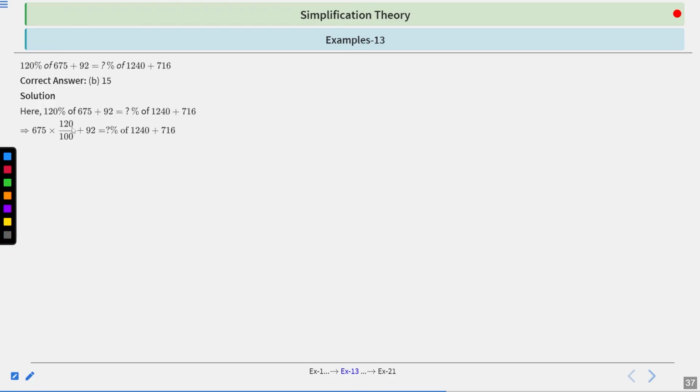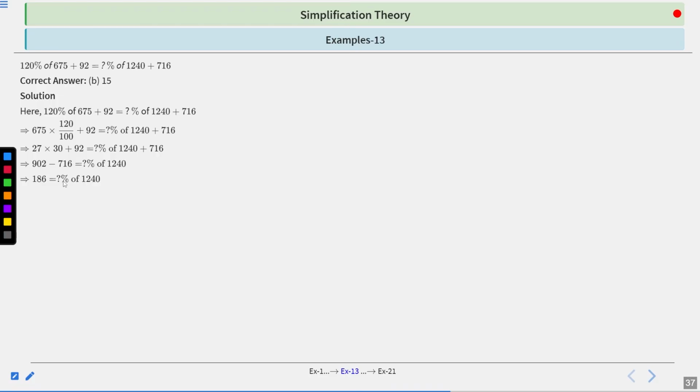So 675 multiplying by 120 upon 100 we can write it plus 92 equals to question mark percent of 1240 plus 716. So 27 into 30 plus 92 becomes question mark percentage of 1240 plus 716. So we got 902 minus 716 equals to question mark percentage of the 1240. So we got 186 is equals to question mark percentage of 1240.